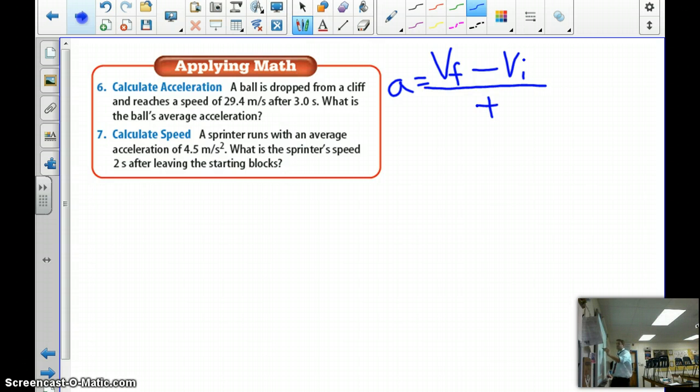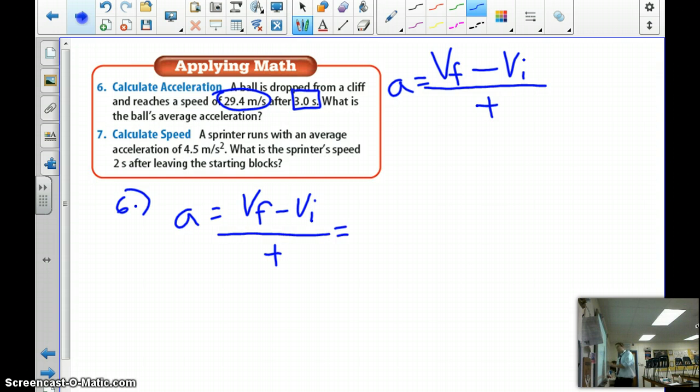So in problem number 6, a ball is dropped off a cliff and reaches a speed of 29.4 meters per second in a time of 3 seconds. What is the ball's average acceleration? So I'm looking for A, which means I must have the final velocity, the initial velocity, and time given to me in my problem. They tell me it reaches a speed of 29.4 meters per second. They tell me that it took 3 seconds to go that fast. But what they lack here is how fast I was going.